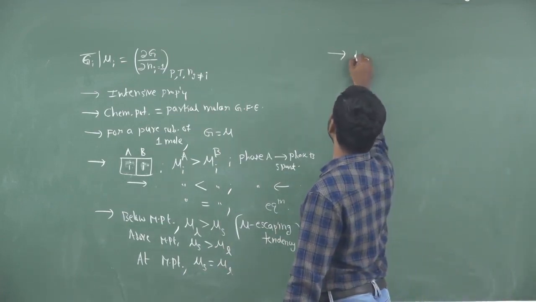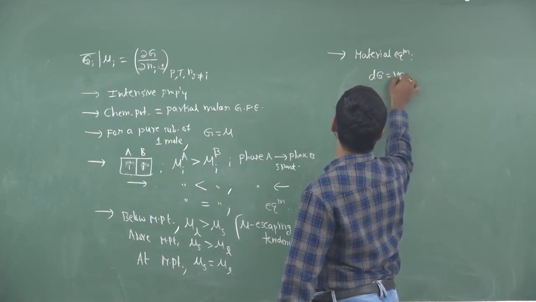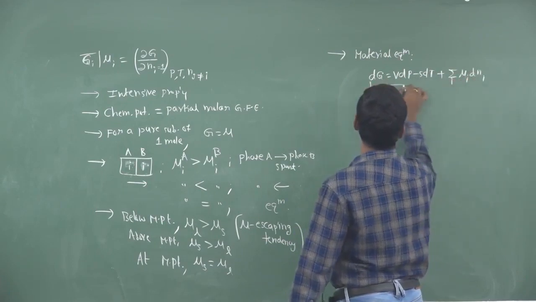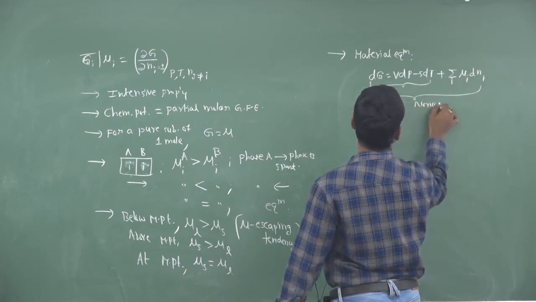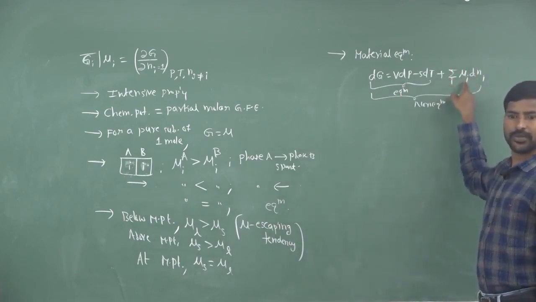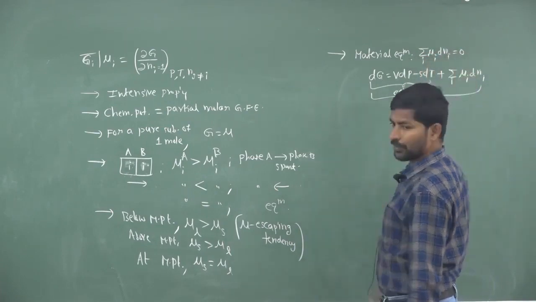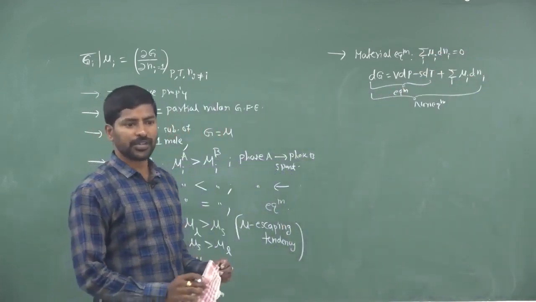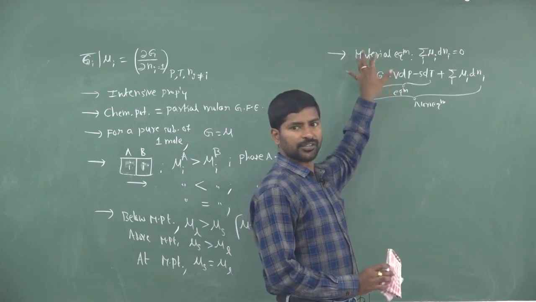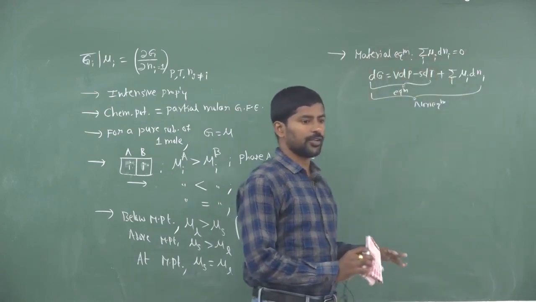Next, what is the condition for material equilibrium? We have dG equals VdP minus SdT plus summation I mu I dn I. This is for a non-equilibrium system. For an equilibrium system, this last term becomes zero. That is the condition for material equilibrium: summation I mu I dn I equals zero. If there is no change in the number of moles of various components present in the system, that is called material equilibrium.